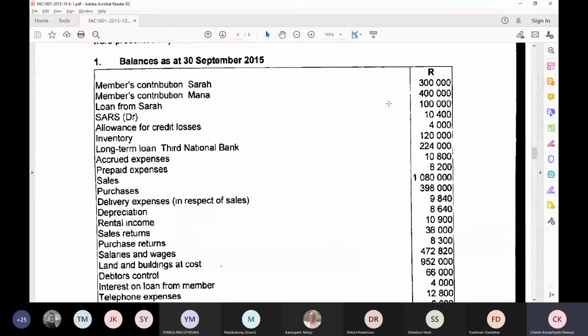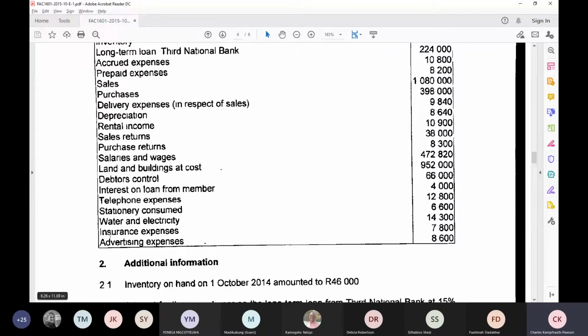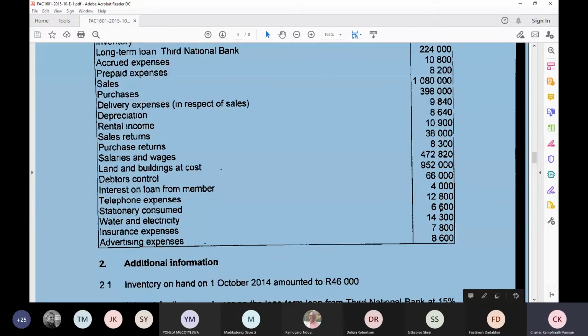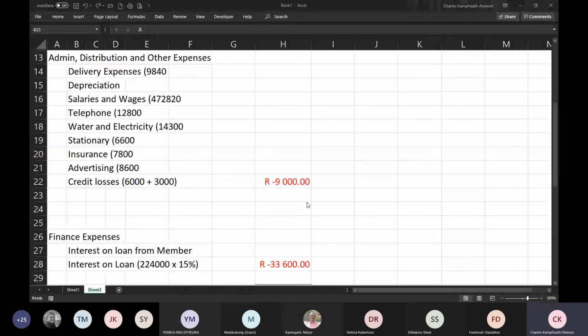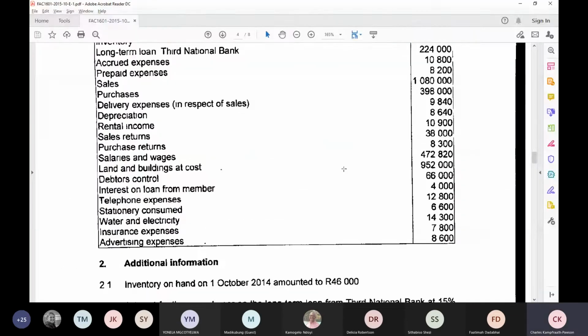So let's say loan from Sarah, if you apply the 10% on the 100,000, it should be 10,000 Rand, and they've only accounted for 4,000. So that is minus 10,000. Everybody happy?